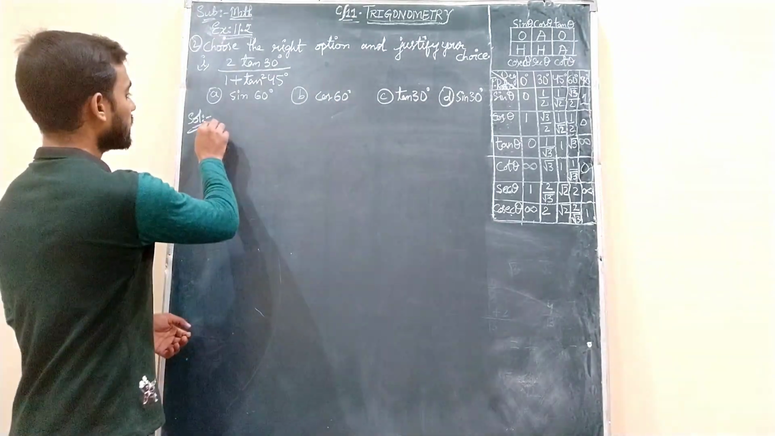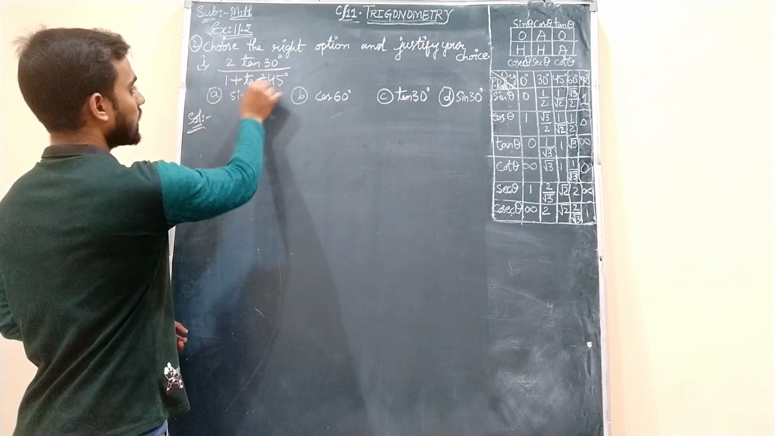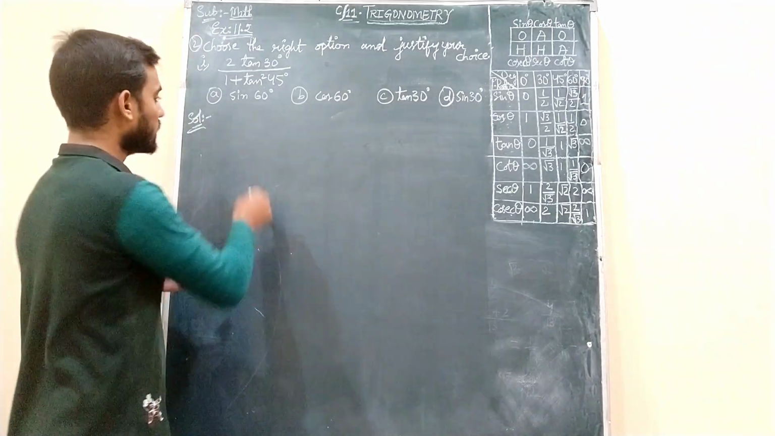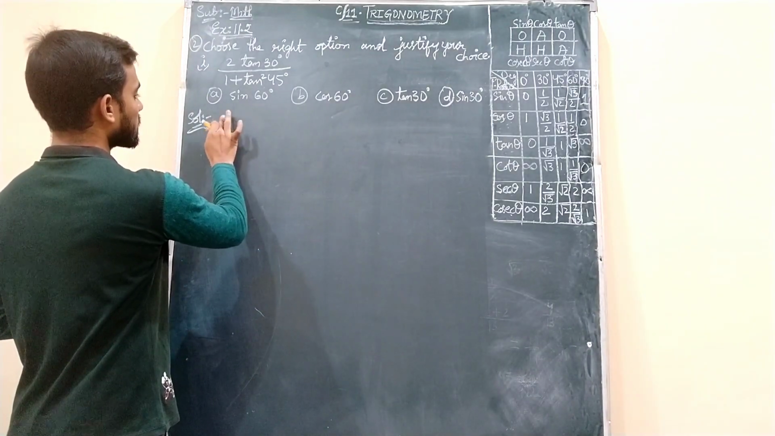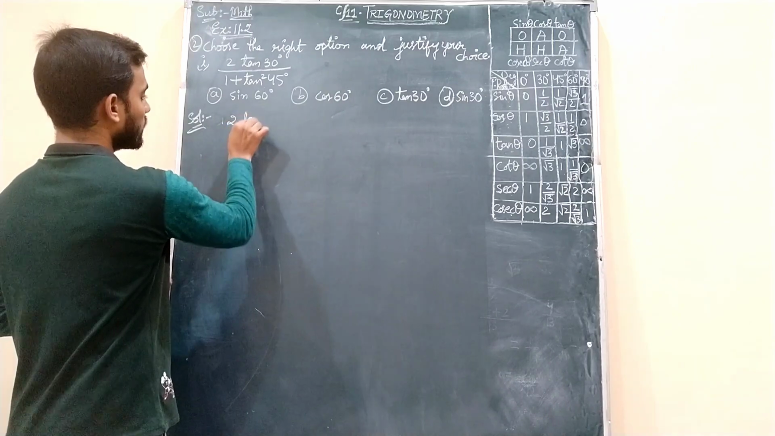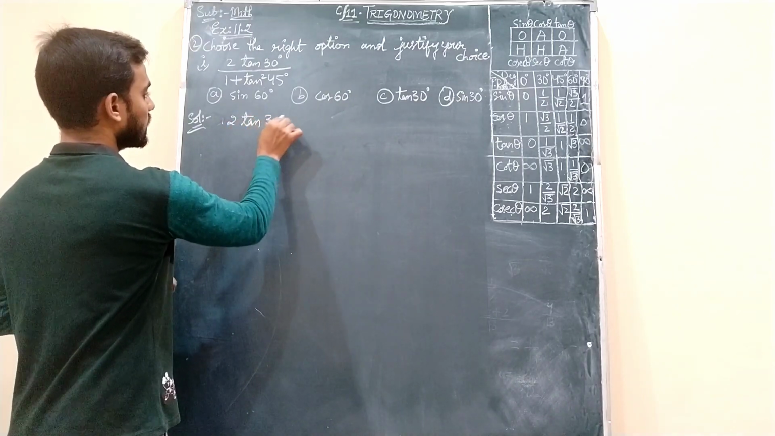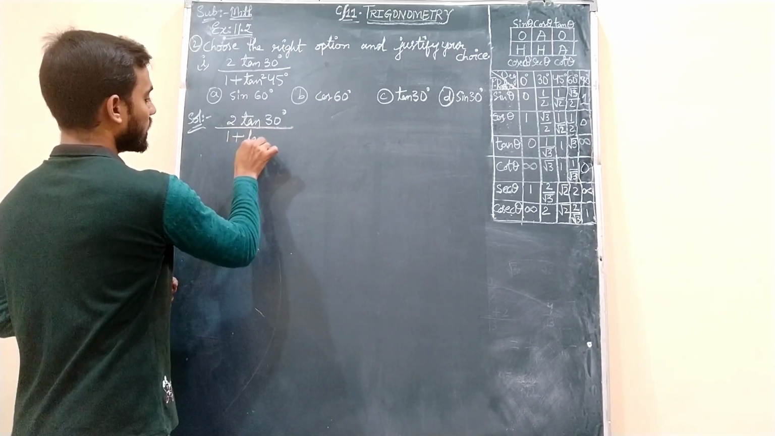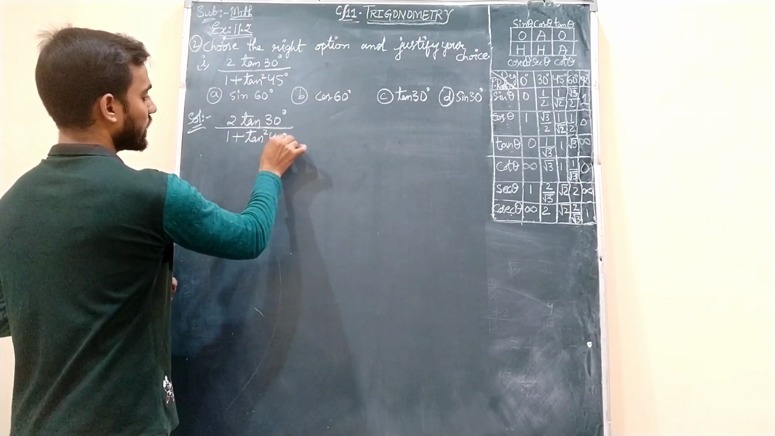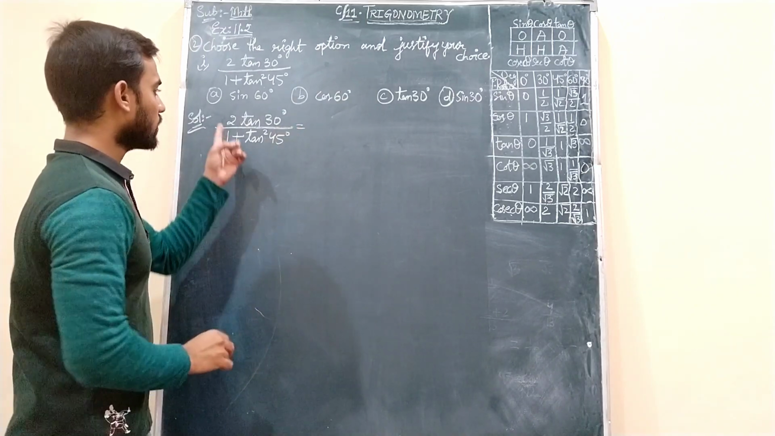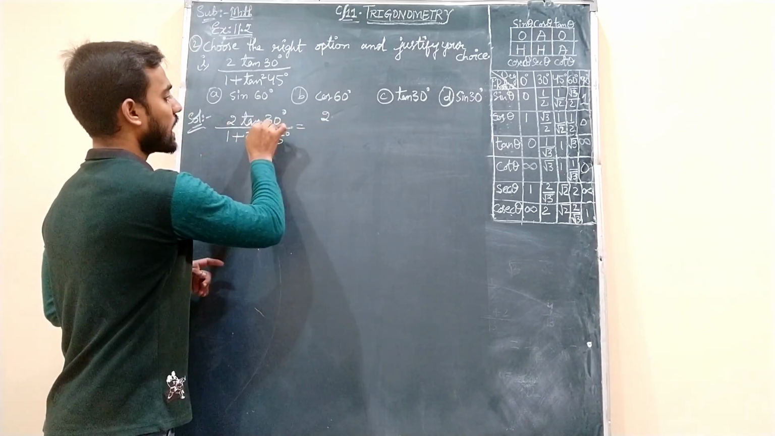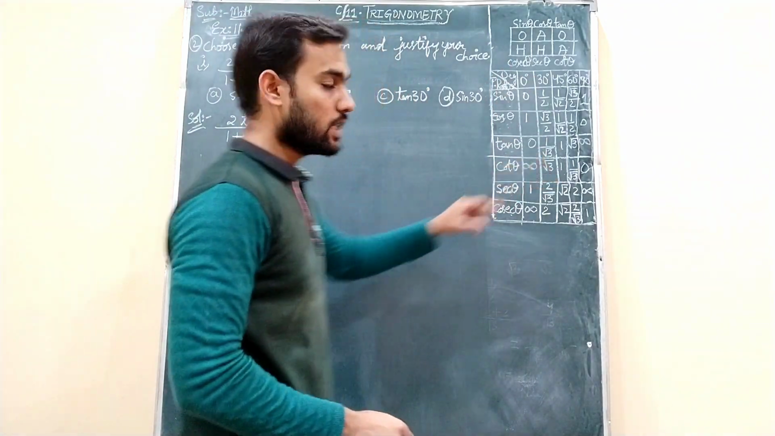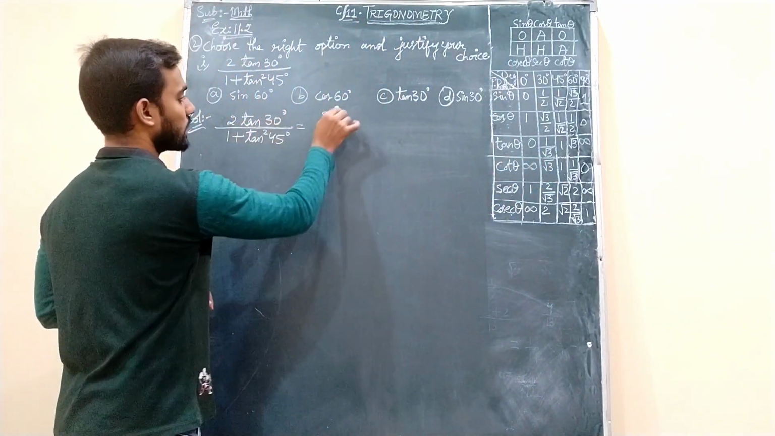Okay. So our first bit is 2 tan 30 upon 1 plus tan square 45 degree. As we did in our first question, same like that only here also. First I will copy this expression as it is. 2 tan 30 degree divided by 1 plus tan square 45 degree. Okay students. So now 2 I will keep as it is. Tan 30 degree we will see over here. Tan 30 degree is 1 by root 3, right?